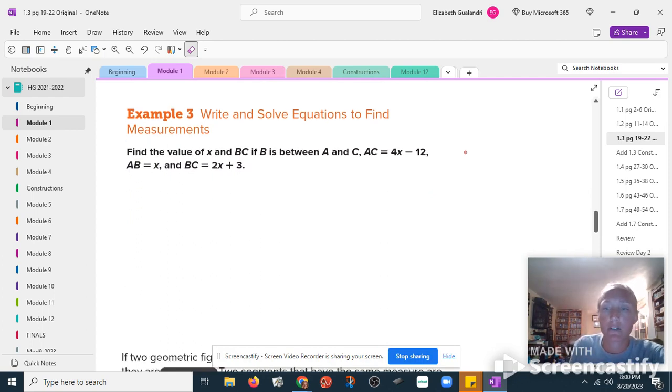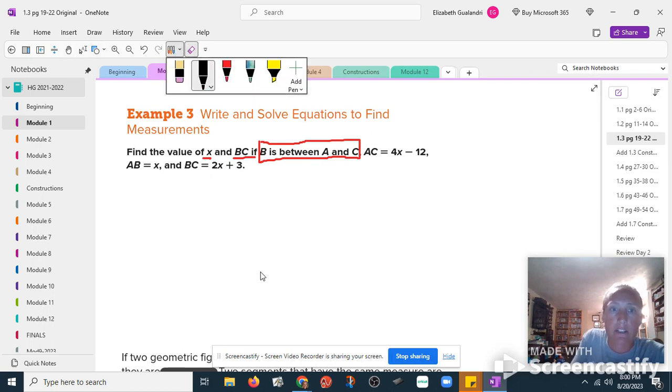So this is where we're going to start to kind of work on our geometry concepts. Some of you will find this very easy. Some of you will struggle with this a bit more. Find the value of x and BC if, so we're going to find 2 different values, if B is between A and C. So I suggest, and I love drawing pictures, but I suggest drawing a picture in this case where B is between A and C.